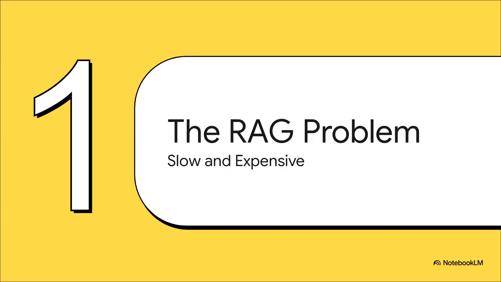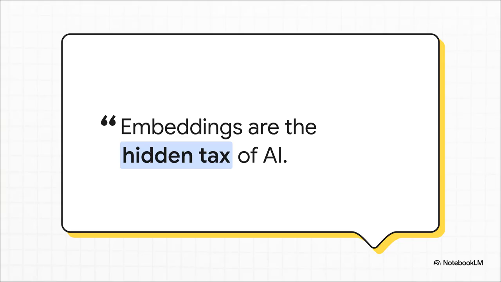We've got to start by talking about the core problem with RAG. And look, if you've built one of these, you have definitely felt this pain before. I absolutely love this quote. It just hits the nail on the head, right? Embeddings are the hidden tax of AI. It's like every single time you process some text, you're paying this little invisible fee, this tax that just keeps adding up, both in time and in dollars.